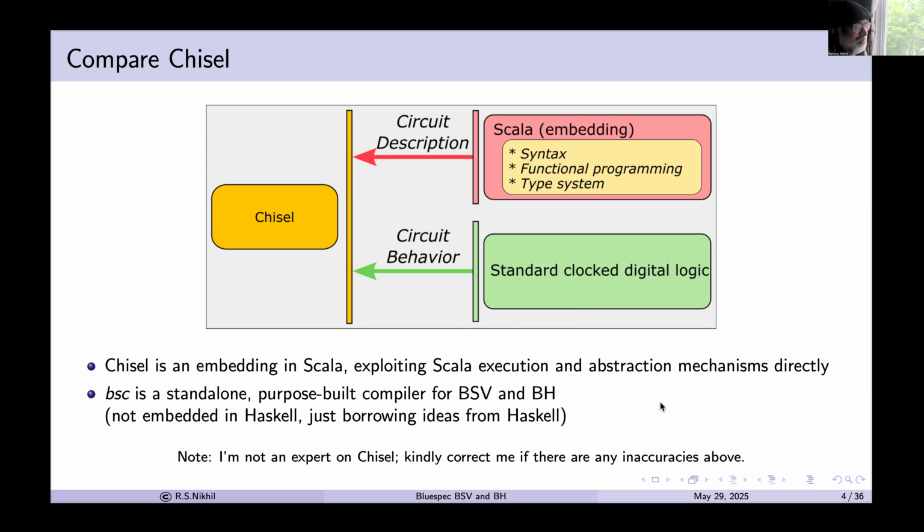The other minor, technical difference is simply that we don't actually use Haskell in implementing BSV. In other words, the compiler that we have for compiling BSV or BH into Verilog is a standalone, purpose-built compiler for BSV and BH. It's not embedded within an existing Haskell system or anything like that. We're just borrowing the ideas from Haskell. We're not using any Haskell system directly for that.